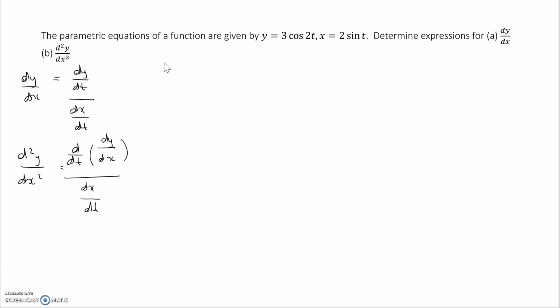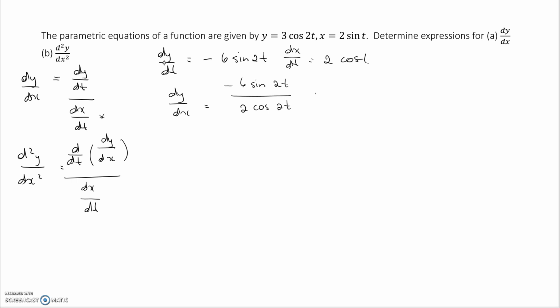Okay, so y is given to you, so we can find dy by dt is equal to negative 6 sine 2t, and dx by dt is 2 cos t. So putting those together then, dy by dx would be negative 6 sine 2t over dx by dt. And if we simplify that, we can rearrange the top line using double angle formulas to being 2 sine t cos t.